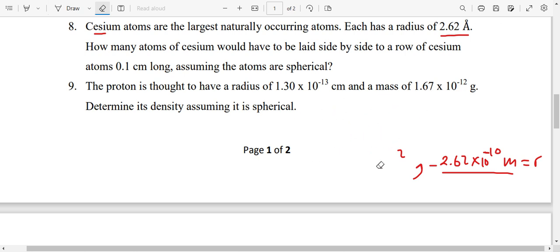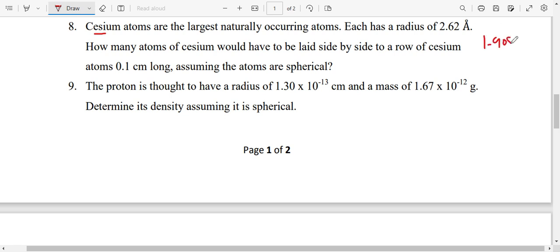Now, since we are talking about a number, we want the number of atoms. A number can't be a decimal. So we could have given it as an order of magnitude, since it gave us 1.908 times 10 to the power 6. As an order of magnitude, we can round this off to 2 times 10 to the power 6.